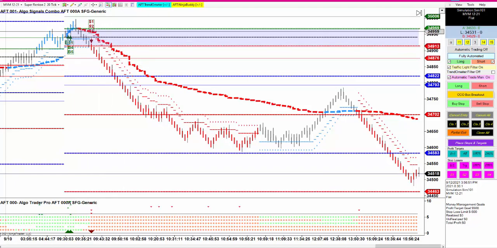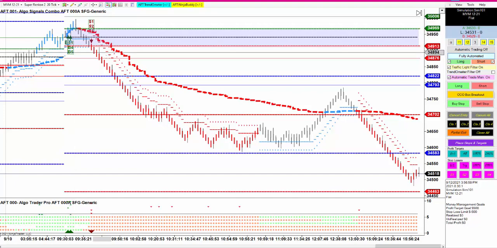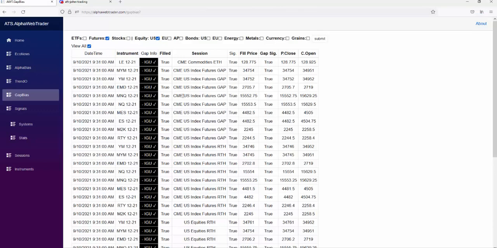The point being here is why we had a breakout right off the open to the long side in the MYM here. Why did we avoid that and instead just stick with the short side? So we have a couple of filters that we like to use. And the first, let's just take a look at what we call the gap bias. Now this is our Alpha Web Trader, and this has signals built into it. And you can access this free through our Discord server right now.